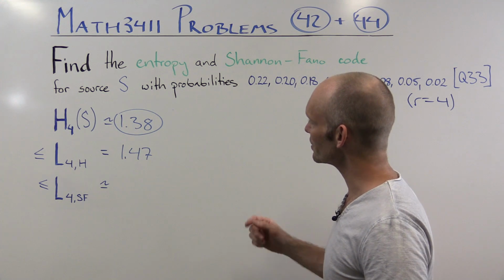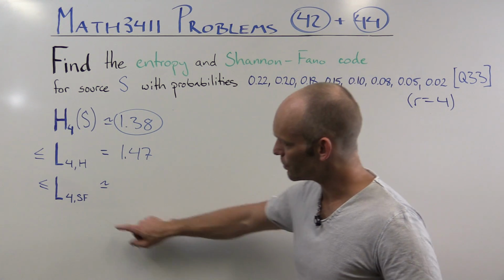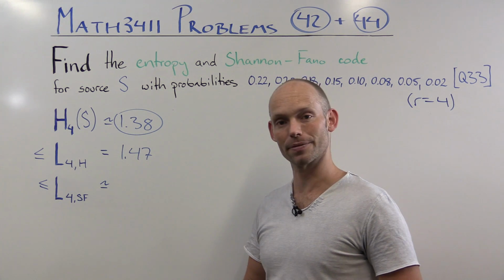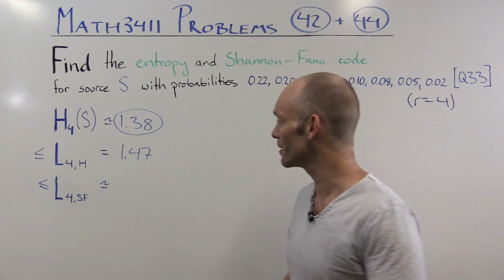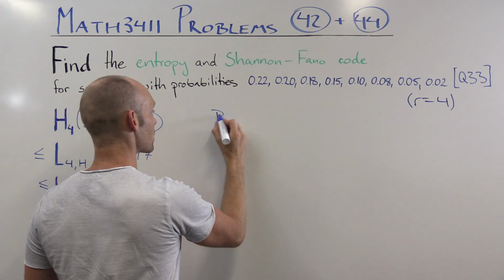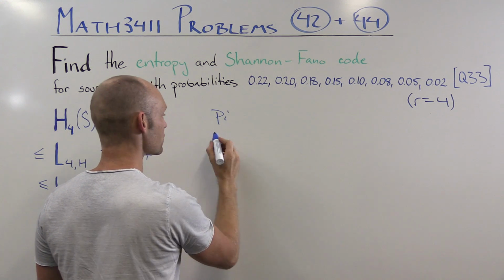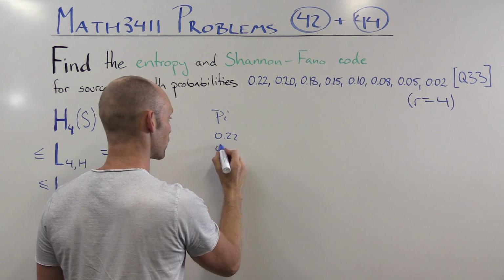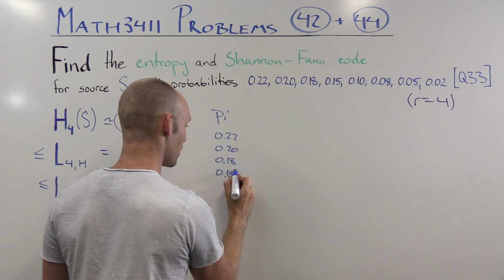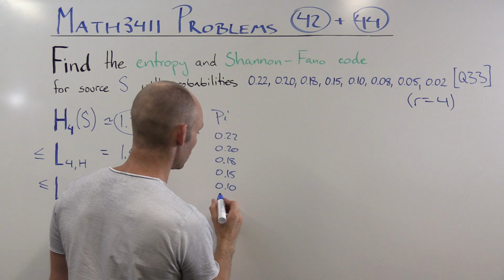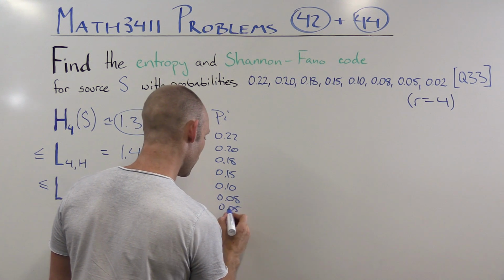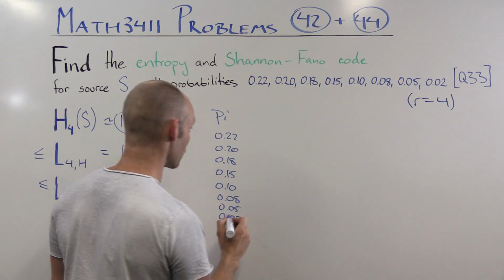So, what else do we have to do? Well, we could find the average code word length of the Shannon-Fano code. So let's do that. To do that, we do like before. We write down the probabilities, p_i, and here they are. So 0.22, 0.20, 0.18, 0.15, 0.10, 0.08, and 0.05, and finally 0.02.